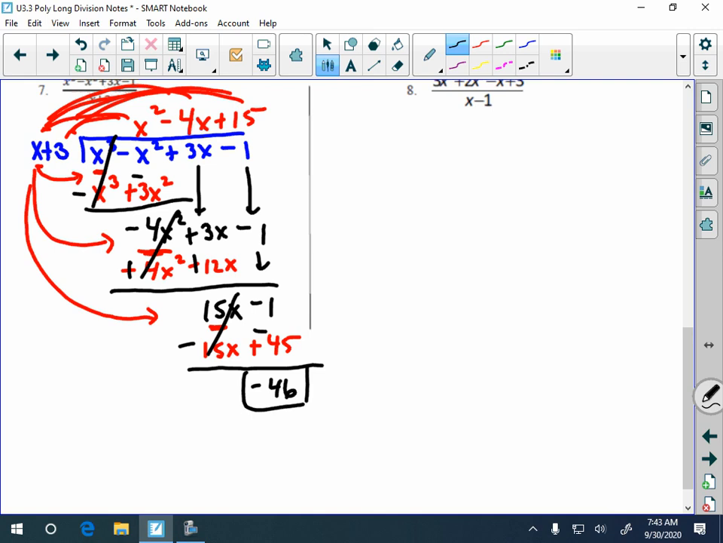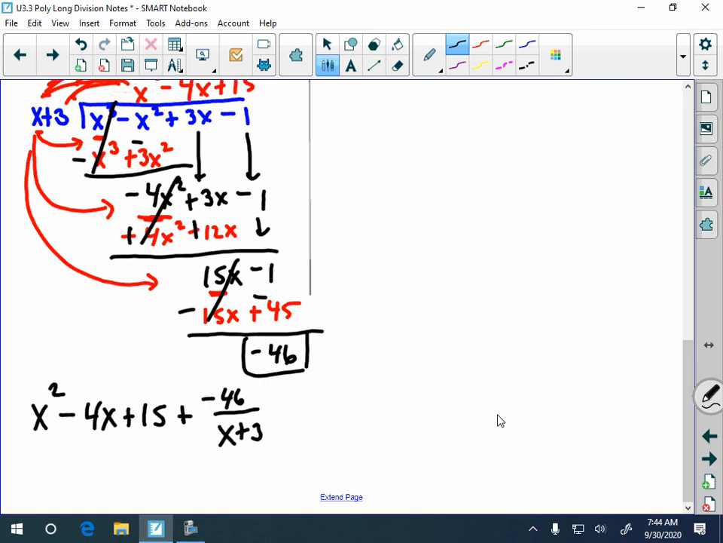Right, so this is our remainder part. So our answer is going to be x squared minus 4x plus 15 plus negative 46 over x plus 3. Now that plus negative 46, you could also just write minus and then positive 46 over x plus 3. But that denominator is coming from that x plus 3 we were dividing by. All right, so this is our final answer.